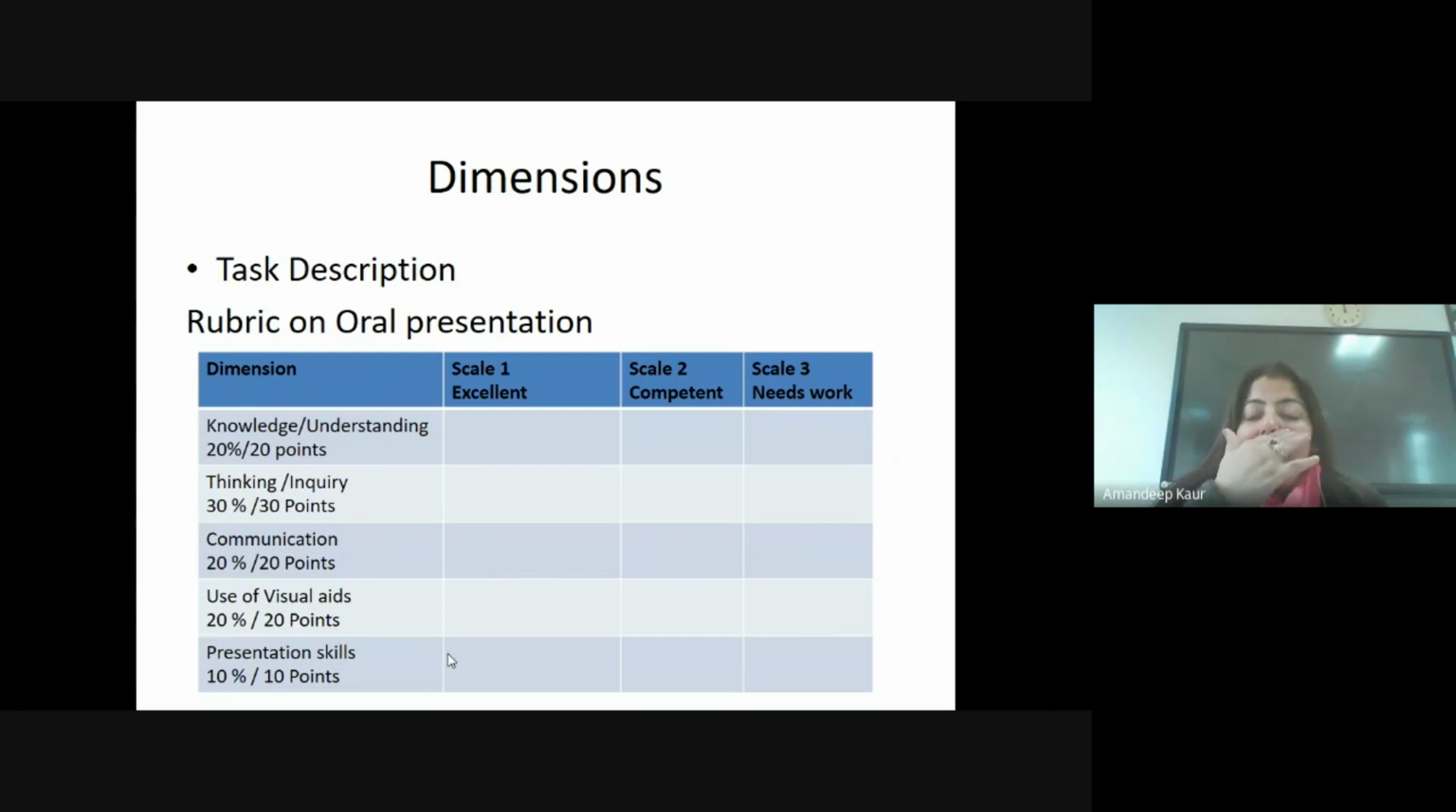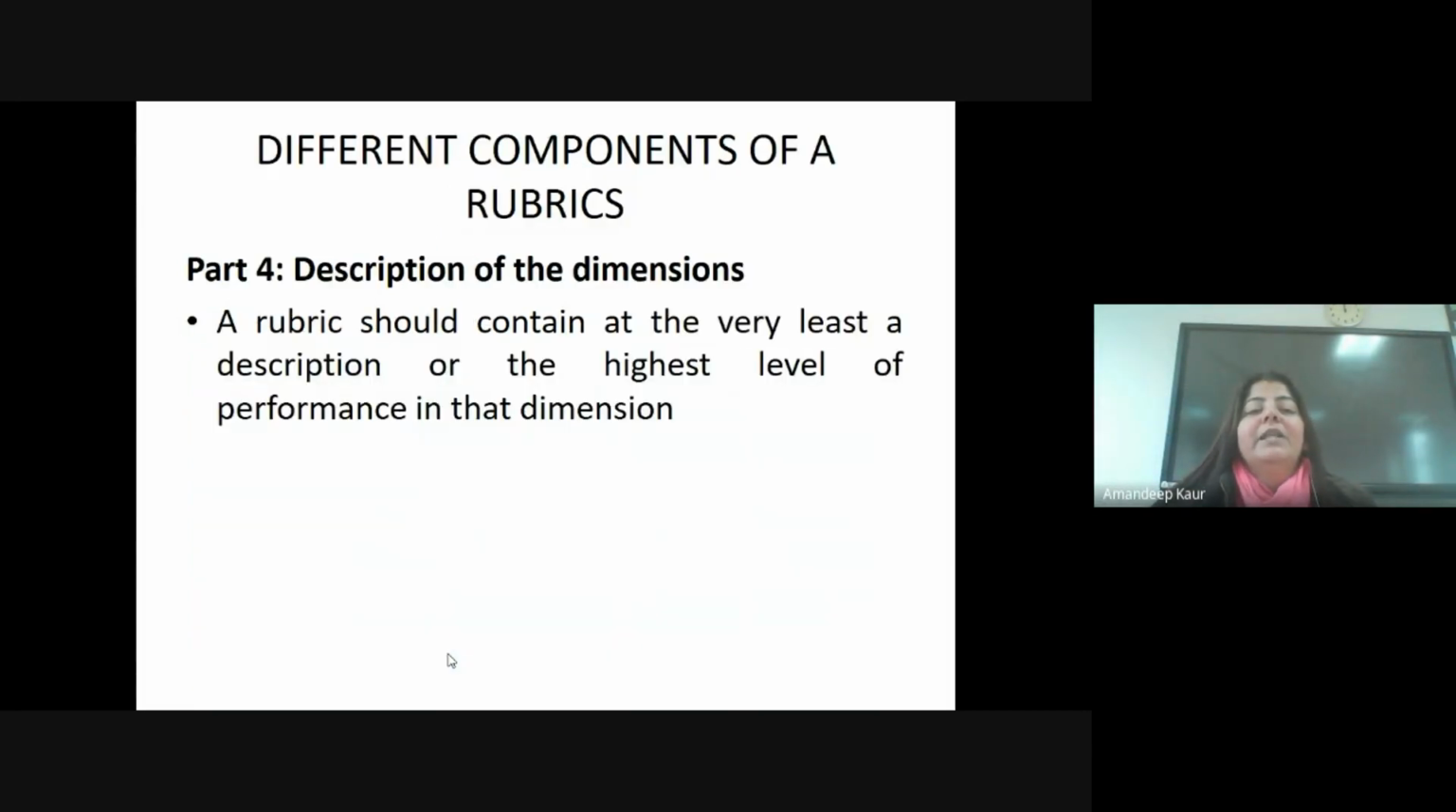So ultimately, when we are able to define the dimensions of that rubric sheet, we need to give weightage to the different dimensions also. Say if the activity is of 50 marks, how are you going to distribute those 50 marks across 4 different dimensions? So that weightage to the different dimensions needs to be given by the teacher.